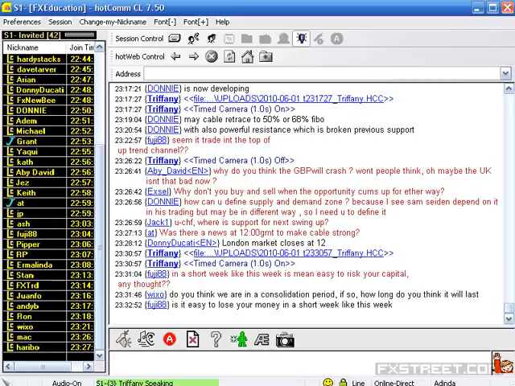Fuji says it's easy to lose your money in a short week like this week. Yes, it is. Protect that capital, right? If the conditions aren't lining up for your trades, don't force it.